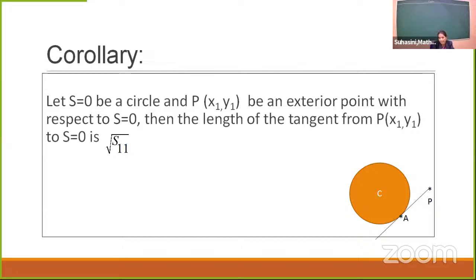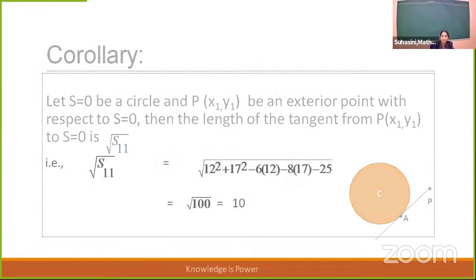What is PA in the diagram? Look children, look at the diagram. P is an exterior point of the circle and the tangent drawn from P to the circle S = 0 is touching the circle at the point A. Then the length PA is called the length of the tangent, which is root S11.